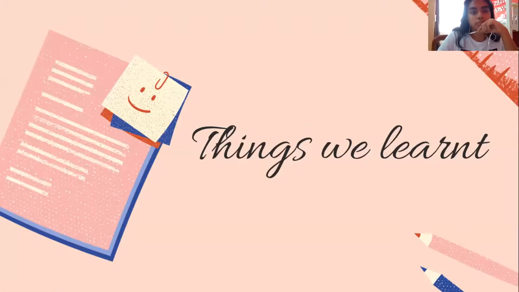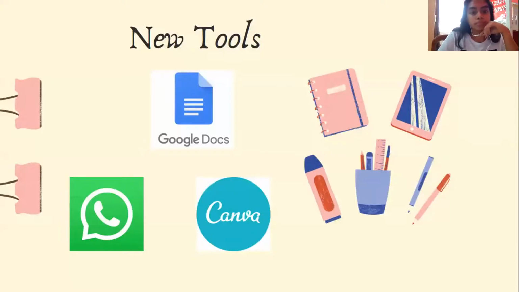And in the things we learned, the first topic we will be looking at is new tools. We specifically used three websites: Google Docs, Canva, and WhatsApp. During the process of creating our project, we used several different and new tools to help us finish work effectively and harmoniously. One major tool that helped us finish our work was Google Docs. It's very similar to Word in design and functions, but it's also very unique in its ability to allow multiple users to access and work on the document at the same time.